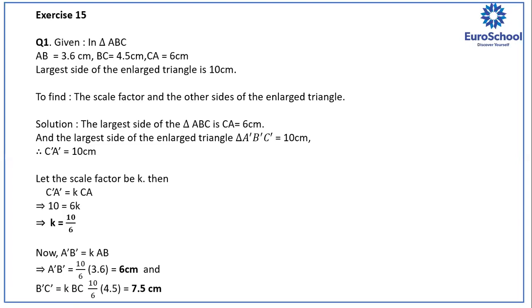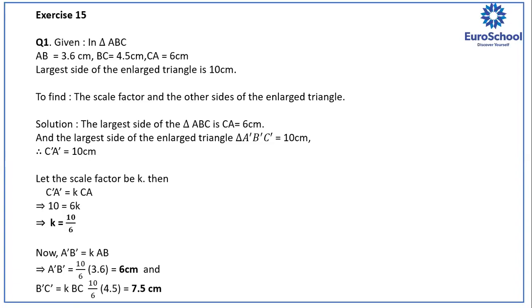Okay, now, so the first question says, in a triangle ABC, sides AB is 3.6 centimeter, BC is 4.5 centimeter, and CA is 6 centimeter, is enlarged to triangle A dash, B dash, C dash. So that the largest side of the enlarged triangle is 10. Now, they are not giving you scale factor. They are just saying the triangle has been enlarged and the largest side is 10 centimeter.